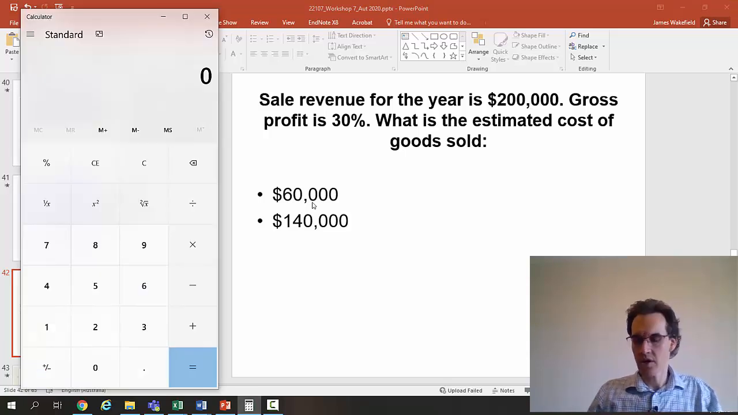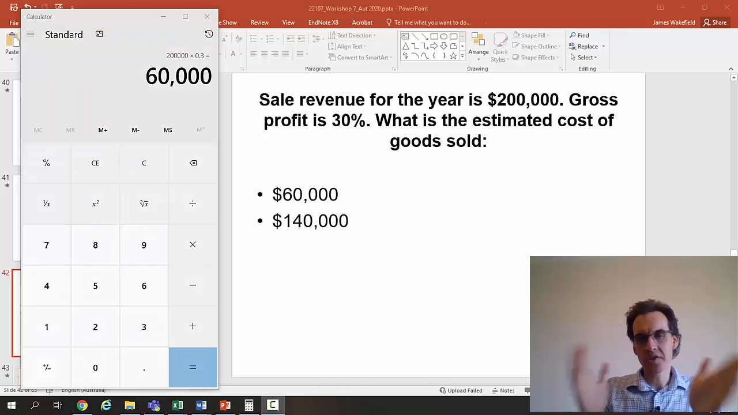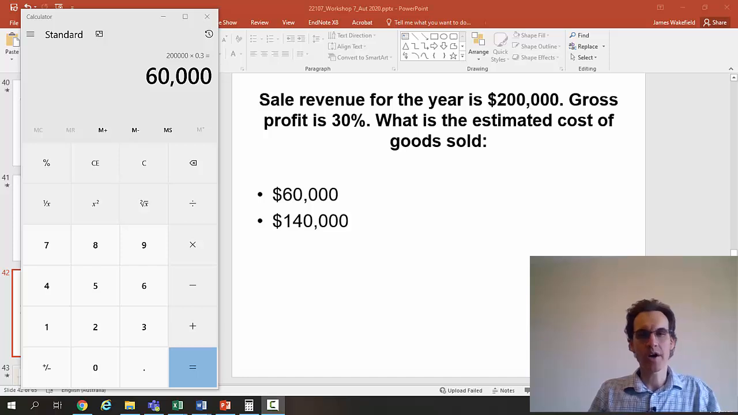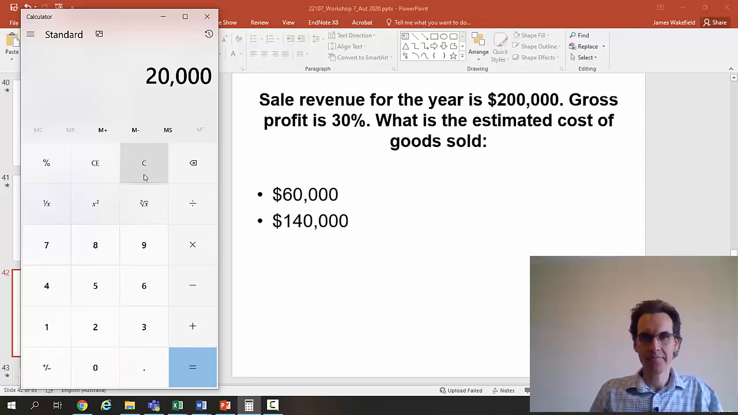Okay, so we know that the sales revenue in this particular case is $200,000. The gross profit percentage is 30%. So that means our gross profit is $60,000. So the difference between this gross profit and our sales revenue is equivalent to our cost of goods sold. So we take our $200,000 in sales and we subtract our gross profit, which gives us our estimated cost of goods sold of $140,000. So $140,000 in this case is the correct answer.